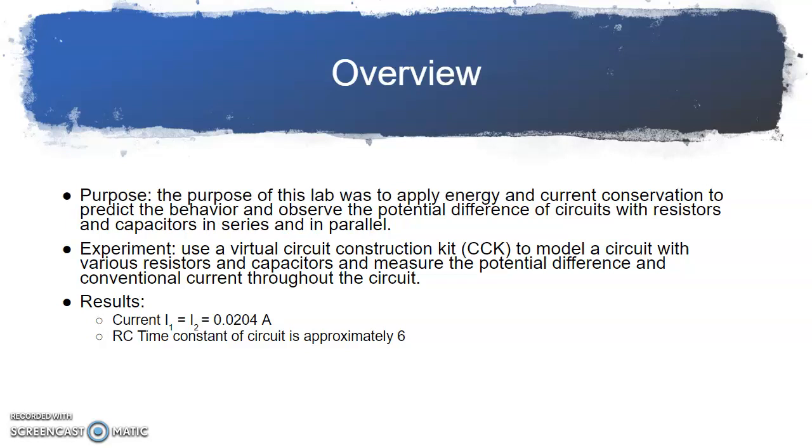Our overview is to apply energy and current conservation to predict the behavior of the potential difference of circuits in this RC circuit in series and parallel. The experiment is to use the online kit to model different RC circuits and find the potential difference throughout it. The results that I obtained: I1 equals I2, and they're 0.02 amps. And the RC time constant is approximately 6.